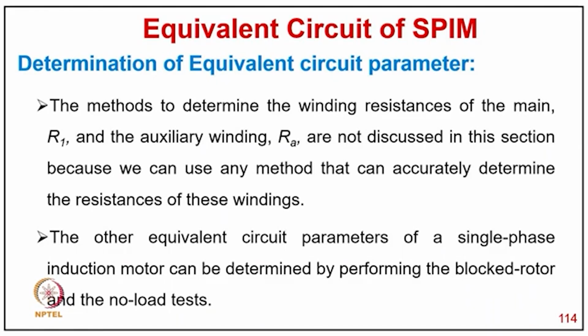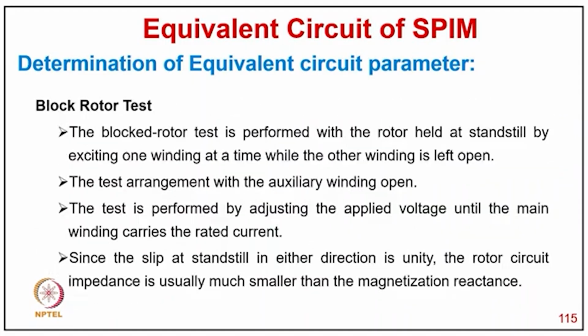So now coming to the equivalent circuit of the single phase induction motor, the estimation of equivalent circuit parameters. The methods to determine the winding resistance of the main winding and auxiliary winding are not discussed here, because we can use any method that accurately determines the resistance of these windings. The other equivalent circuit parameters for the single phase induction motor can be determined by performing the no-load test and the blocked rotor test on both the windings.